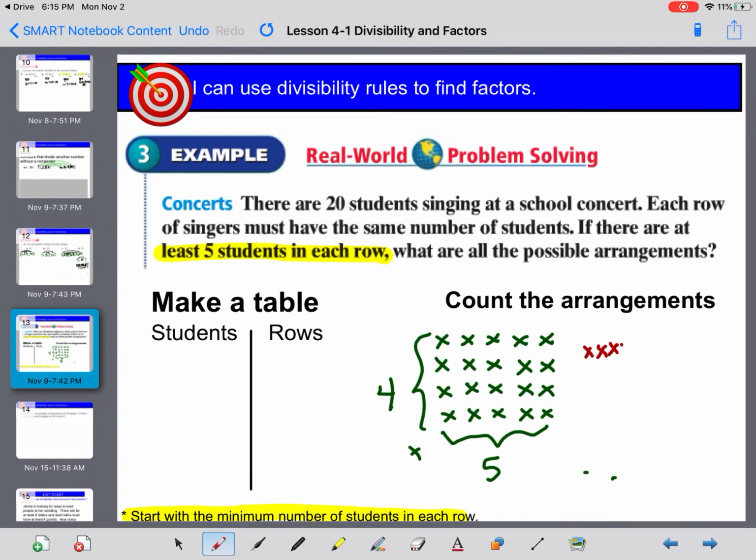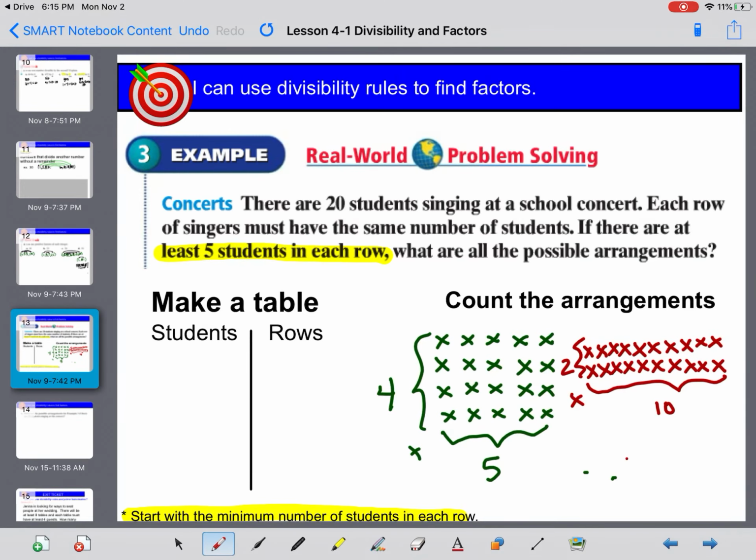1, 2, 3, 4, 5, 6, 7, 8, 9, 10. I seated the first 10. Now I'm going to seat the next group of 10. And now I've got 2 groups of 10. So 2 rows with 10 in each.